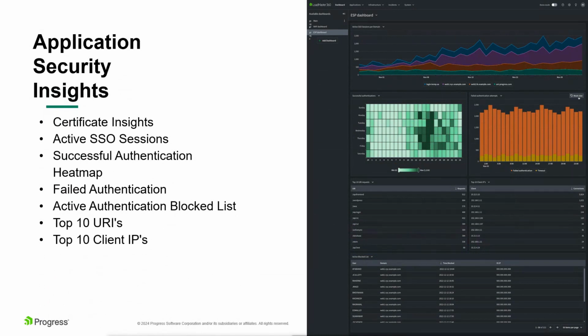Application security insights. I already mentioned the expiration of certificates, but if you're using the pre-authentication capabilities or Edge Security Pack to do single sign-on and things like that, you can visualize active sessions, successful and failed authentication attempts, and current and blocked users. We have top clients and URIs. Really great stuff around the web application firewall is coming that I'm going to share with you in just a couple slides as it pertains to the application security insights as well.